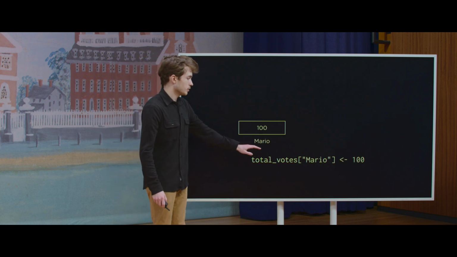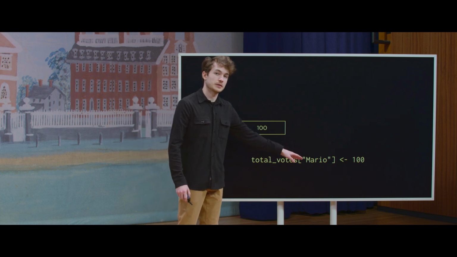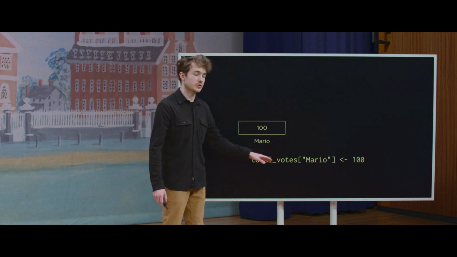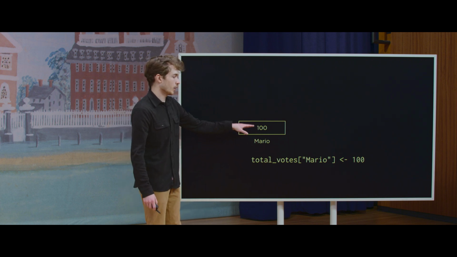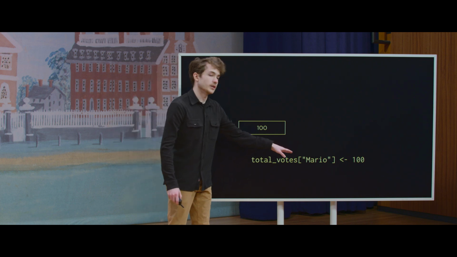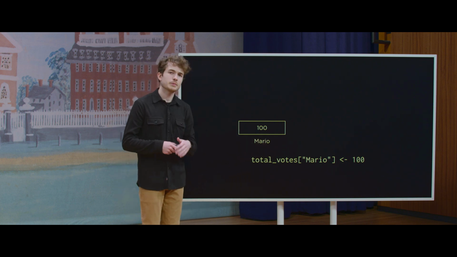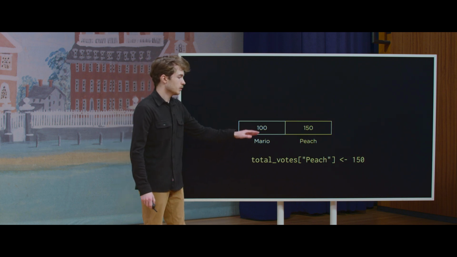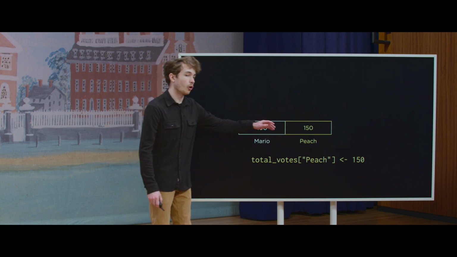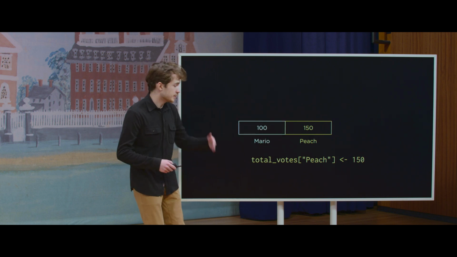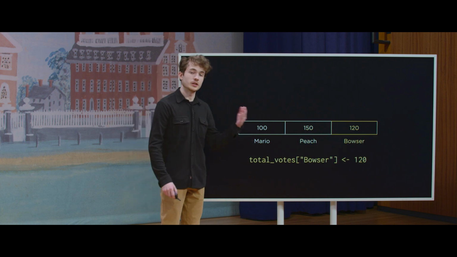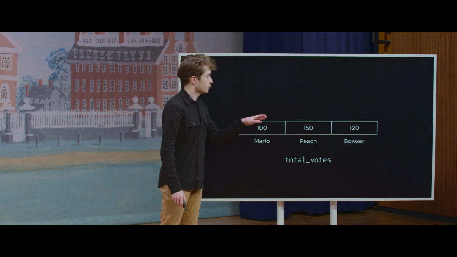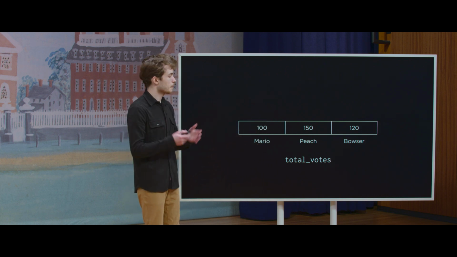I could say total votes, bracket, and the name I want to give this element, and then assign the value for that element. So if I want to add to this vector, total votes, an element named Mario that has the value 100, I could do it using this syntax here. Well, what if I want to later add Peach's votes? Let's imagine this is the next iteration of our for loop. I would say total votes, bracket, Peach, and that would then make a new element in my vector called Peach with the value 150. And same, let's say, for Bowser. On my next iteration, I will add Bowser's votes. And now, at the end of my loop, I have a vector of Mario, Peach, and Bowser's votes all together.